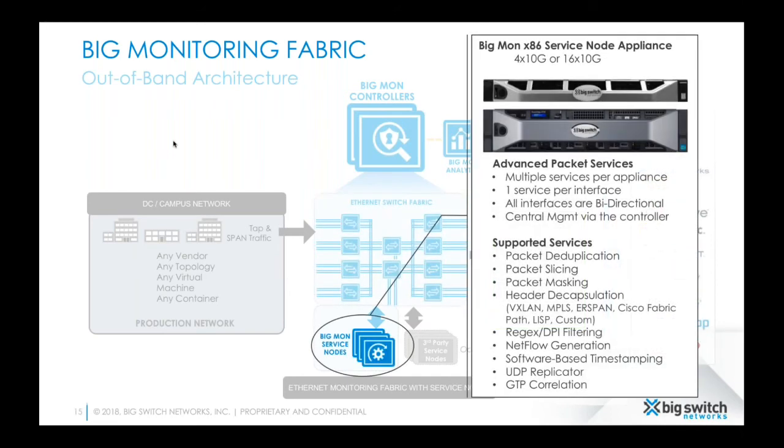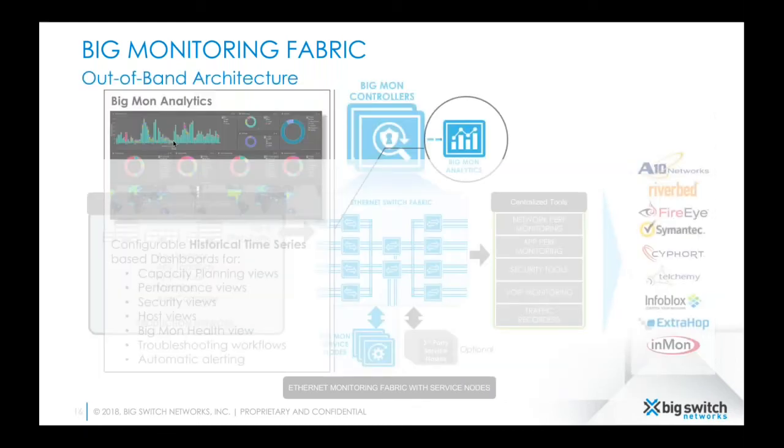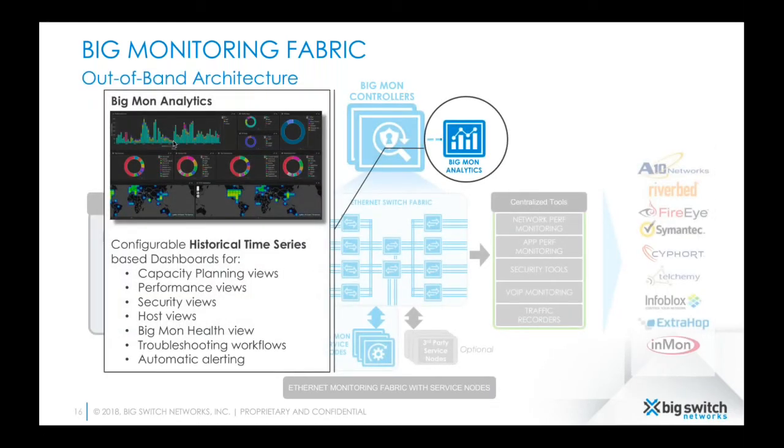The scale out capability of the fabric is again shown by the big monitoring fabric service node. So you can add one service node to get those advanced packet modification functions. And as you need more and more bandwidth, you can keep adding more and more service nodes. The important part to note here is while you're adding more service nodes, you are not increasing your management touch points. Your management touch point should again always just be your Big Mon controller. They will be automatically discovered as you connect them to the fabric. That's pretty cool. Also, on our service nodes, we have a 4-port 10 gig service node as well as a 16x10 gig service node.